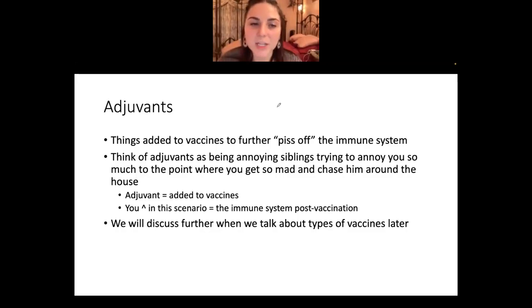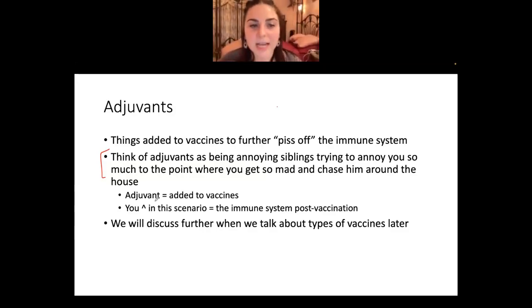So adjuvants are really just like chloride or aluminum. They're just like metals and stuff. The only purpose of adding them to vaccines is to really annoy your immune system. So think of adjuvants as the annoying siblings that try to annoy you so much that you just get up, get mad, and go chase them around the house. That's what an adjuvant is trying to do.